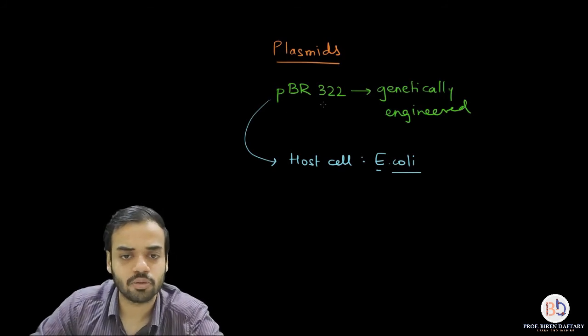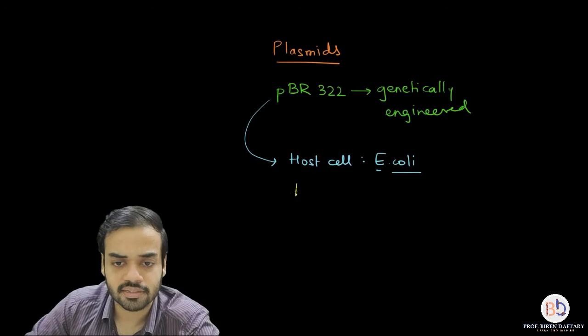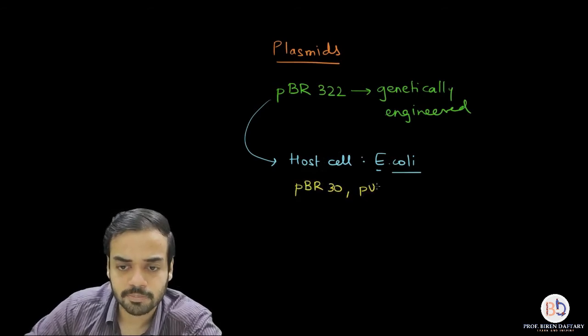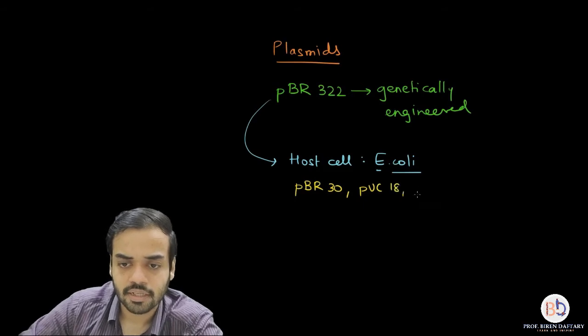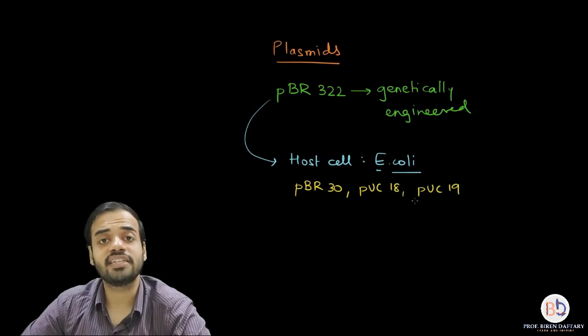pBR322 is one example. Then for other examples, there is pBR30, there is pUC18, and there is pUC19. These are all genetically engineered plasmids.